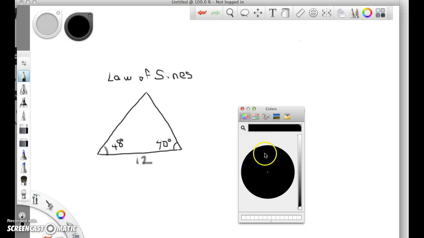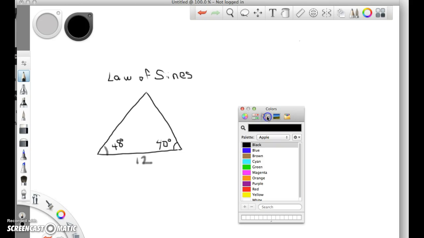Look at this, I can pick any color here. Ooh, fancy. Alright, so what we're going to do here is use the law of sines to figure out this and this.